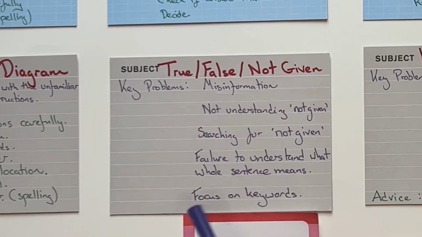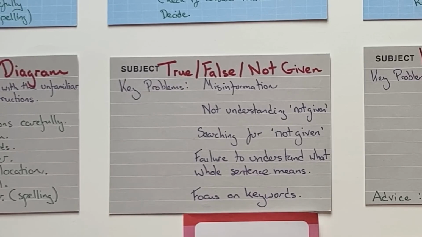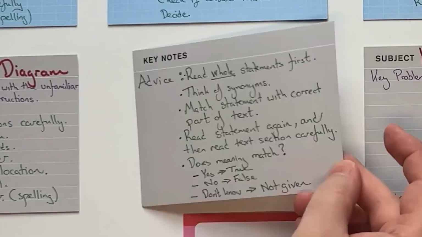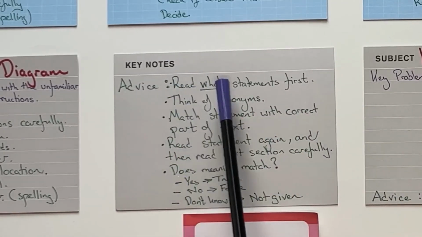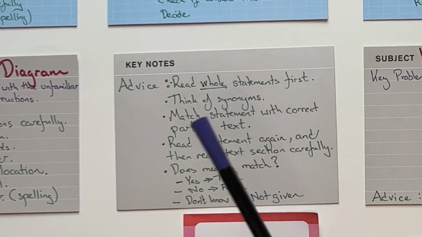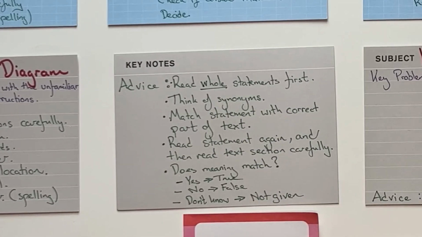And that brings us on to our last key problem, focus on keywords. Not only will it mean you don't understand the sentence, it will mean that you get lost in the text and you waste a lot of time. So what should you do instead? For true, false, not given, read the whole statements first. Look at the statements, read them, don't focus in on keywords, think about what the whole statement means.